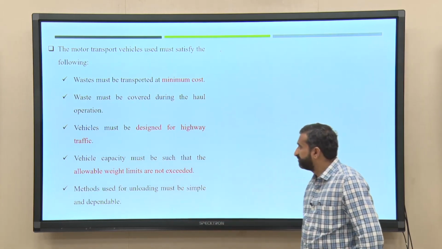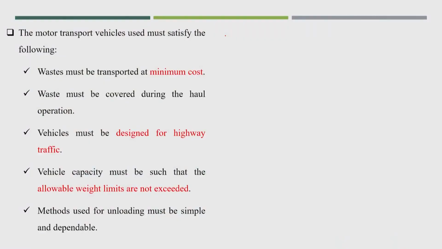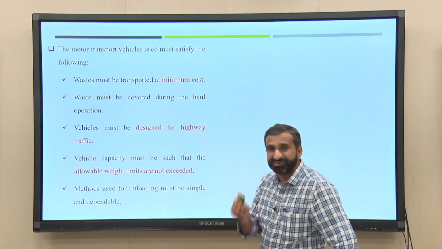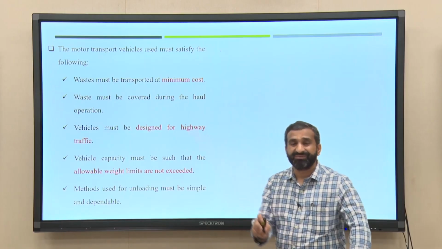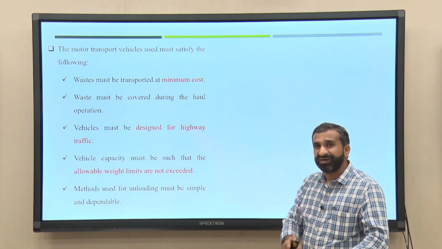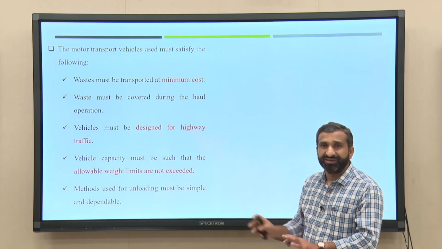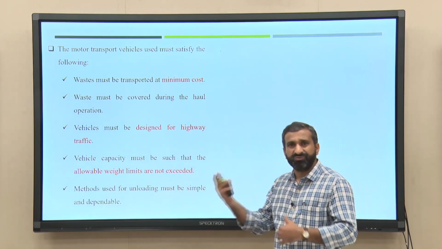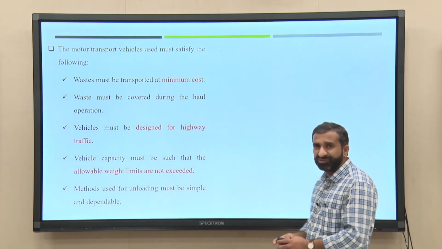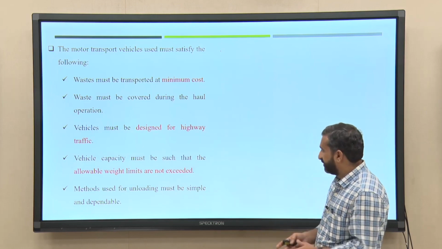The design also has to ensure that the vehicle capacity is such that the allowable weight limits are not exceeded. This is also a very important issue, especially for India or developing countries, where we need to know how much maximum waste can be hauled by the vehicle. We should not go for more than that. That weight limit also needs to be known.